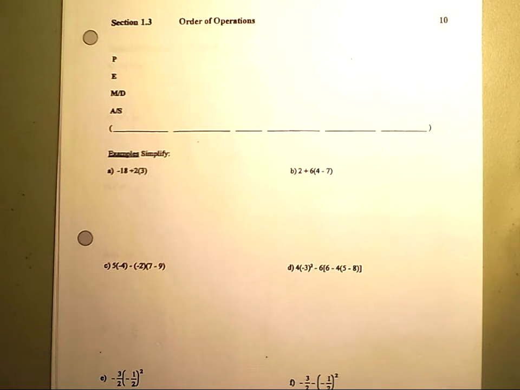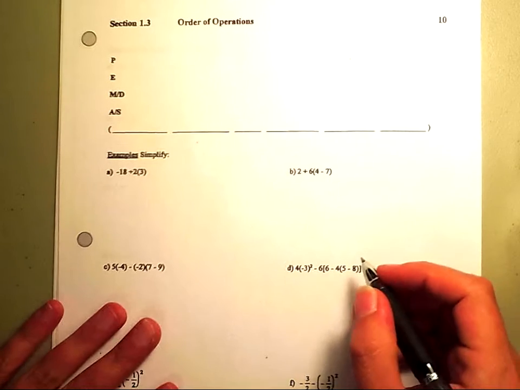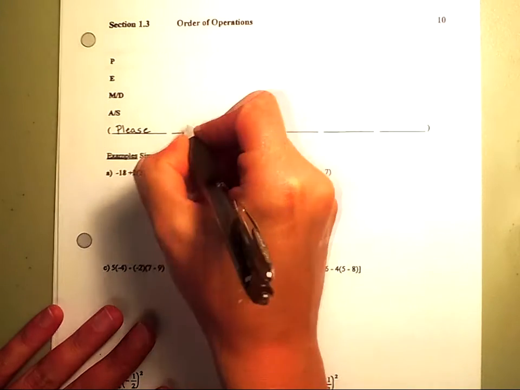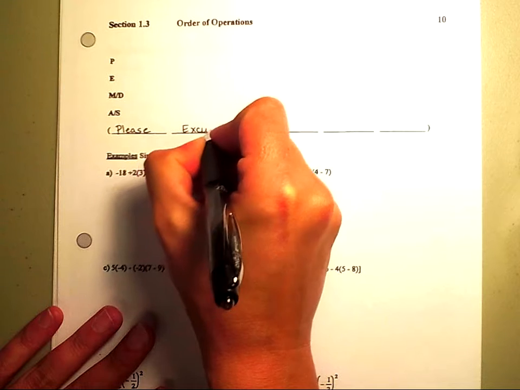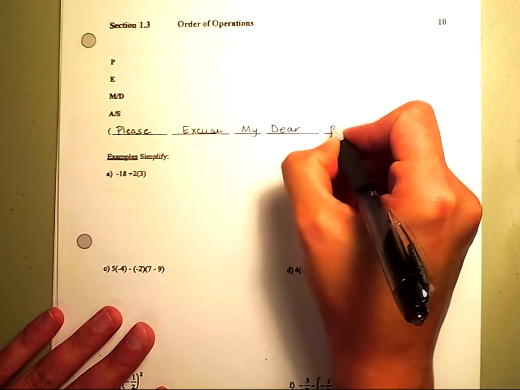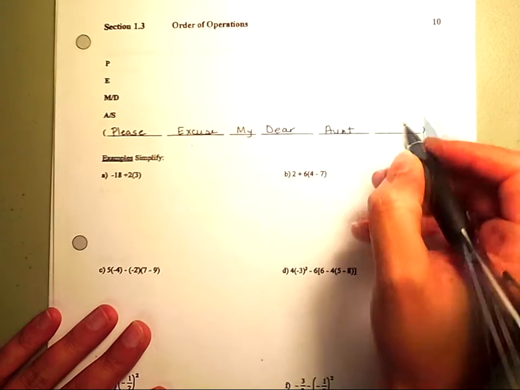Okay, today we talk about the order of operations. And most people know this. It's very commonly referred to as, please excuse my dear Aunt Sally.